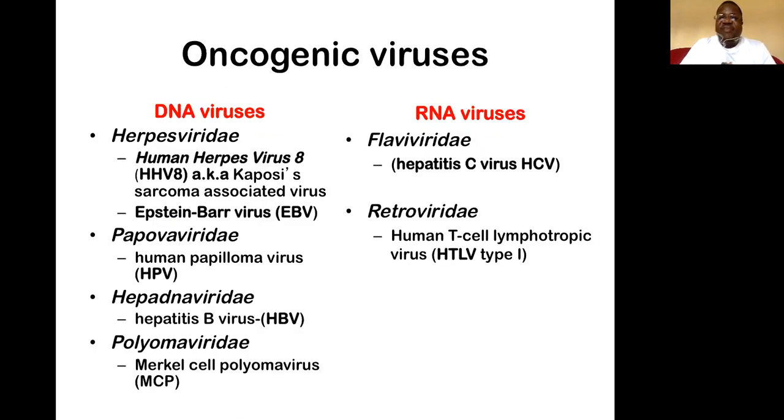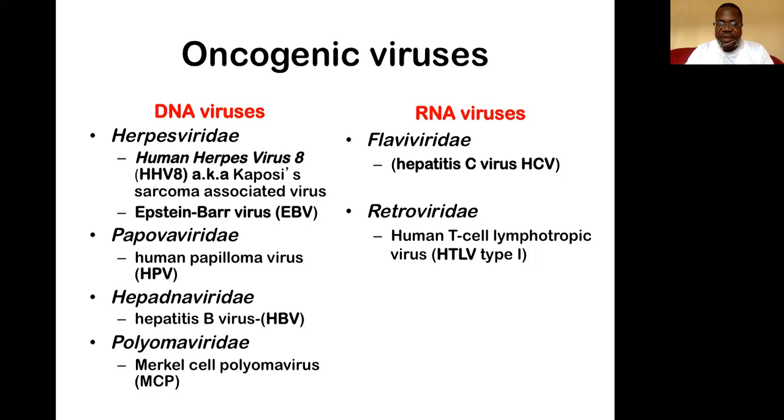So what are the 7 viruses that we call 7 oncogenic viruses? Because those are the 7 viruses that are associated with the development of cancer. The first one is human herpes virus 8 that we call HHV8. It is also known as Kaposi sarcoma associated virus. So this is number 1.